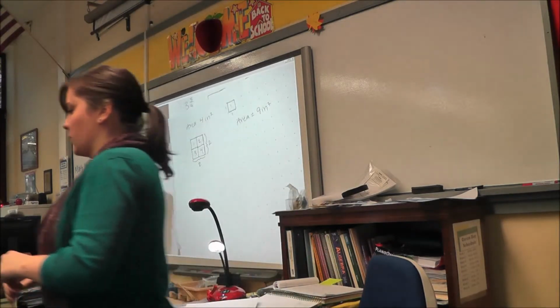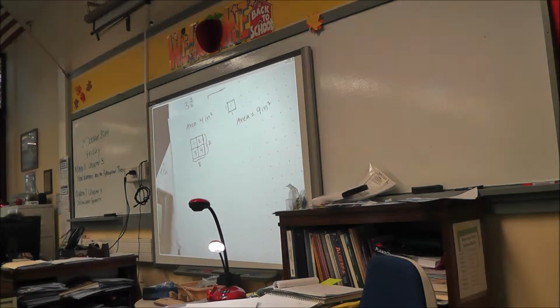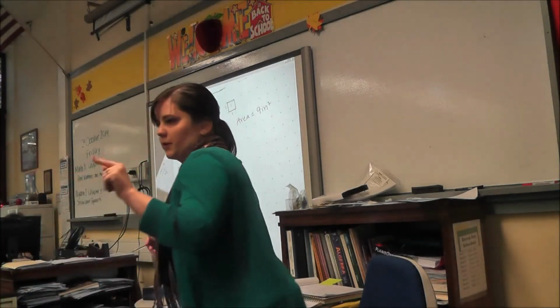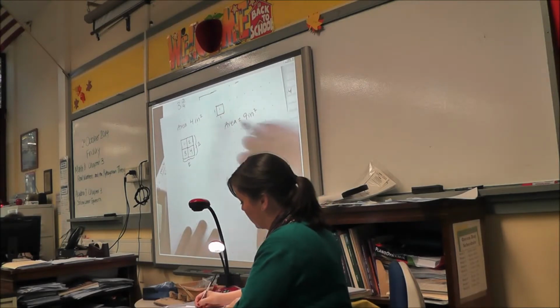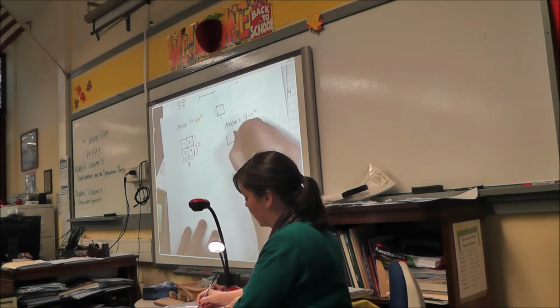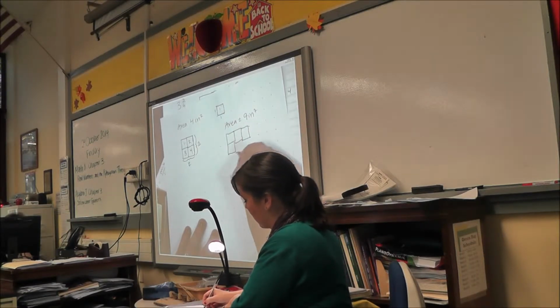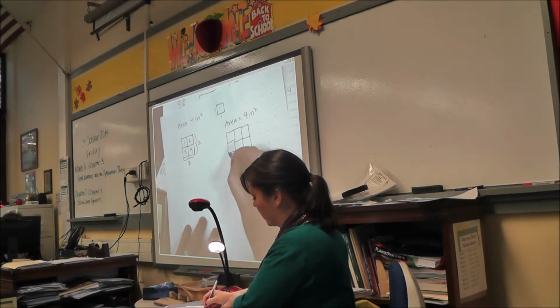Okay, so 9 square inches. I think I saw most of you got it. I saw some of you did it different ways. One way would be, some people did it like this. They made 9 of these square boxes. And what do we know about a square? They have to have all equal sides.